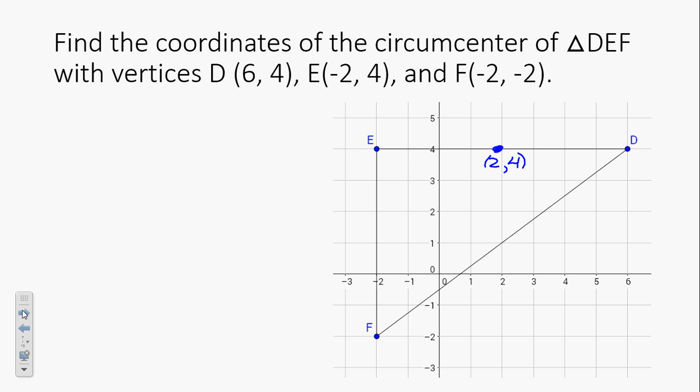Let's find the midpoint of EF. What's it going to be? Negative 2, 1. I think they're giving you nice numbers. Okay, so we found midpoints. That gives us the bisector. How do we find the perpendiculars?